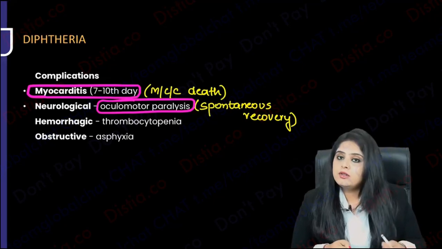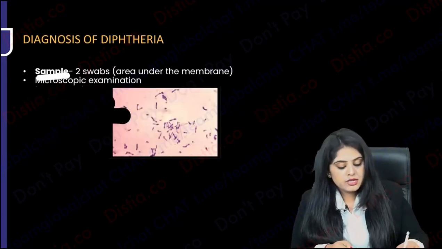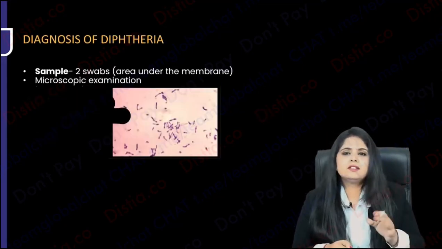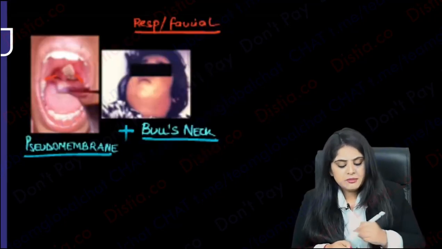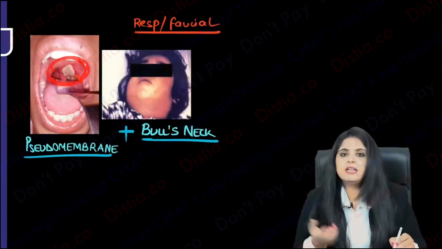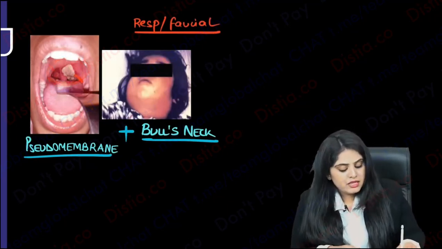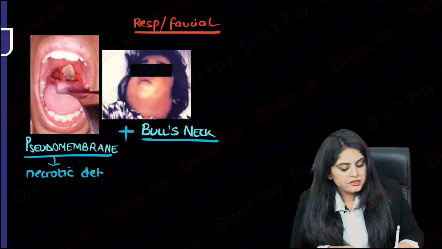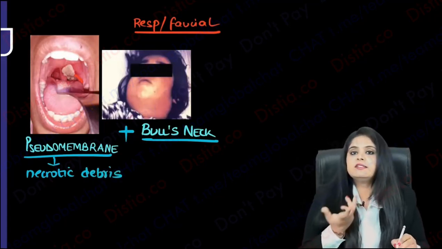Should we go into the diagnosis and treatment? Let's begin. Where should I take the sample from? Let me consider the most common diphtheria, this respiratory faucial diphtheria. Will you take a sample from the membrane? No. This pseudomembrane is made up of necrotic debris. What am I going to see in debris? Nothing. Dead cells. What will you find by looking at it?